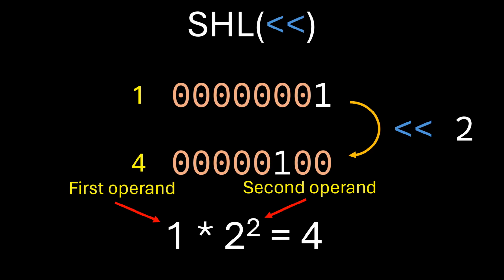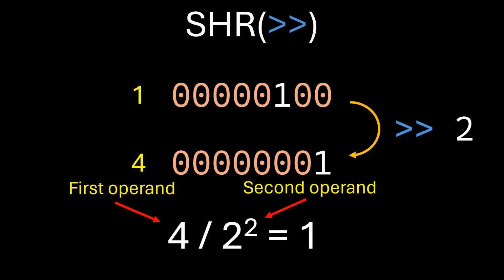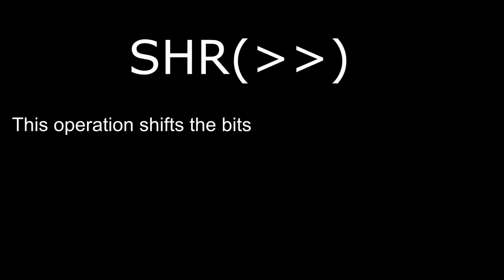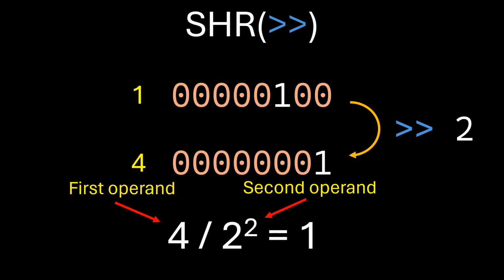Then there is binary right shift, and this operation does the exact opposite. This operation shifts the bits of the first operand to the right by the number of positions specified by the second operand. It is equivalent to dividing the first operand by 2 raised to the power of the second operand. And another good example for this is just 4 right shift 2, which results in 1, which reverses what we did in the last segment.